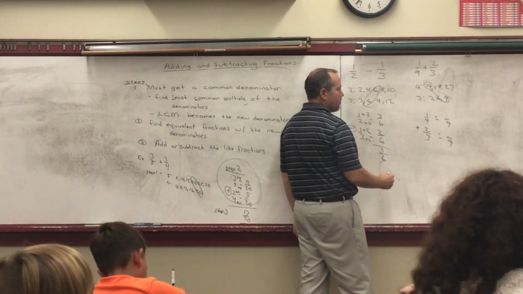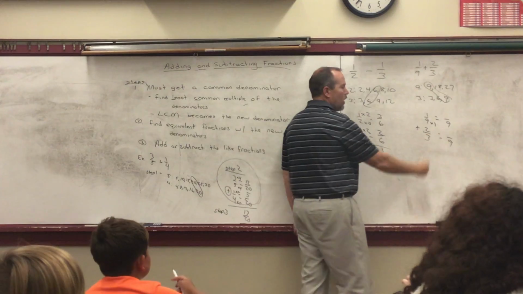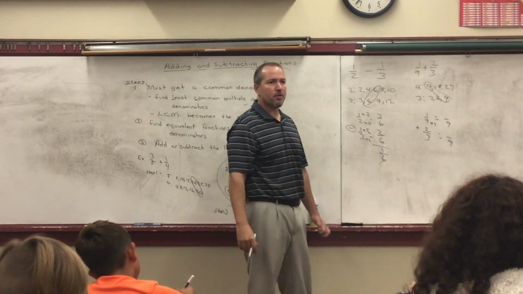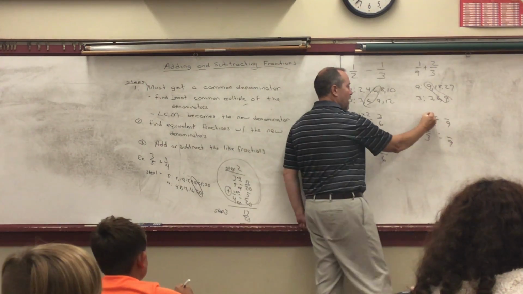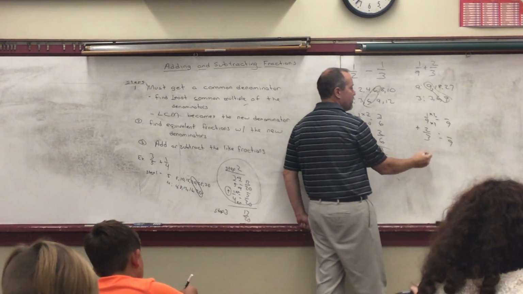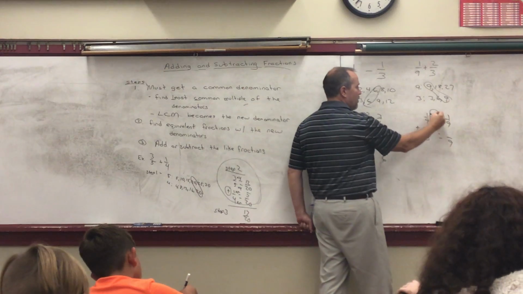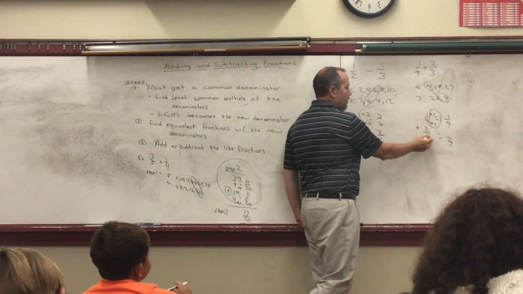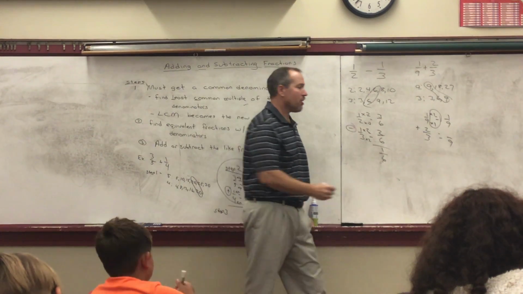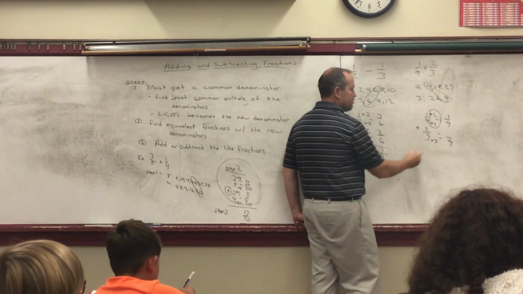Now, what people are not doing is this. 9 times what equals 9? 1. Did you write times 1? Now, what else are you supposed to do? Write times 1 on top. Take the top times 1. 1 times 1 is 1. I took the top and the bottom both times the same thing, right? Now, in the bottom one, 3 times what is 9? 3. Did you write times 3?